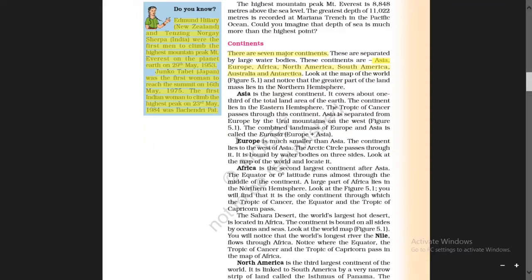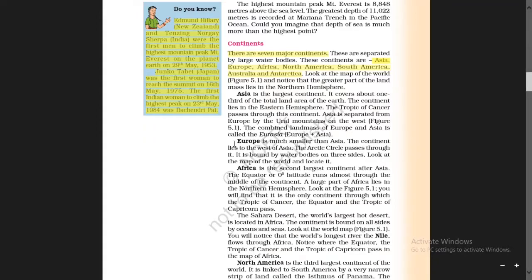The Tropic of Cancer means the parallel of latitude at 23.5 degrees, or 23 degrees 26 minutes north, which lies towards the northern side of the equator, and towards the southern side we have the Tropic of Capricorn. So the Tropic of Cancer passes through this continent.